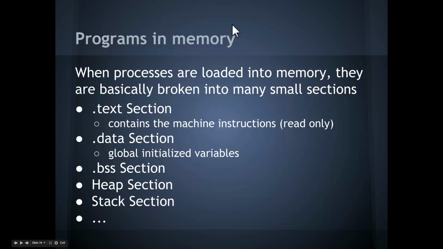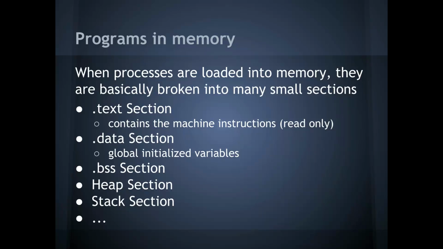This slide may be a little out of place, so bear with me. When processes are loaded into memory, they are broken into many small segments. But the main ones are the .text section, and this contains the machine instructions. So it contains everything that results from compiling the code. All those instructions get put here, but the data, like declared global variables, get put actually in other segments. And variables that are used at runtime, dynamically or statically, are put in other sections as well.